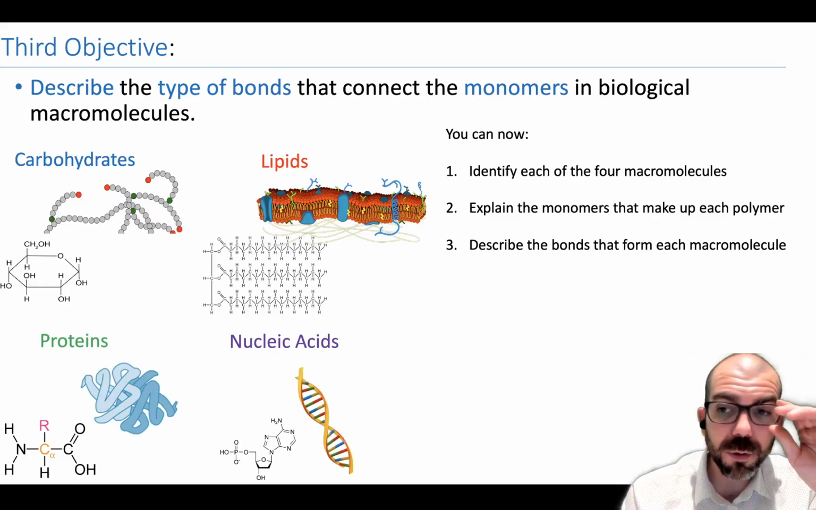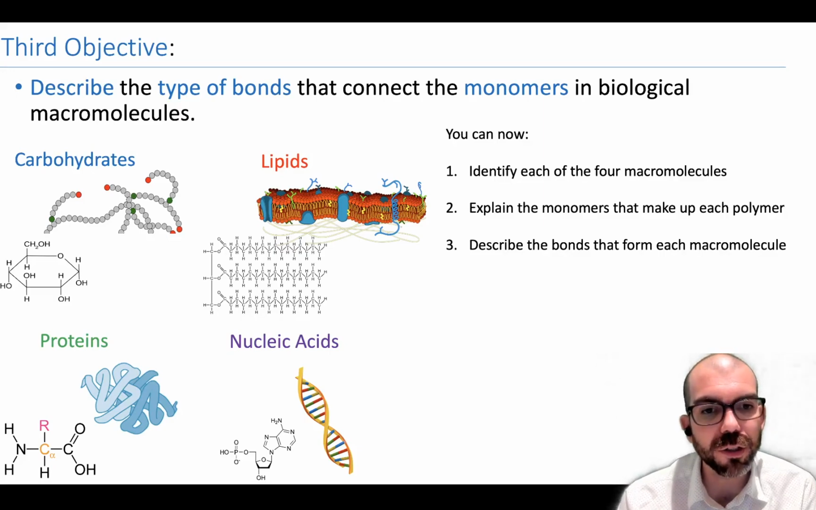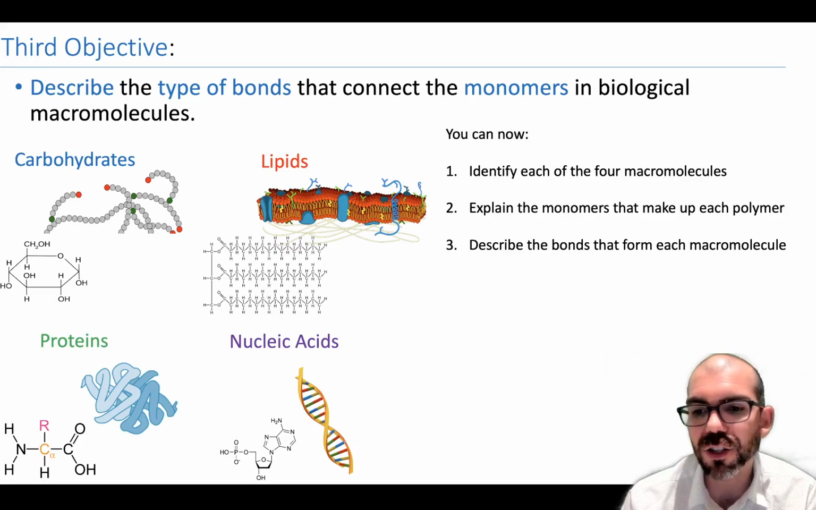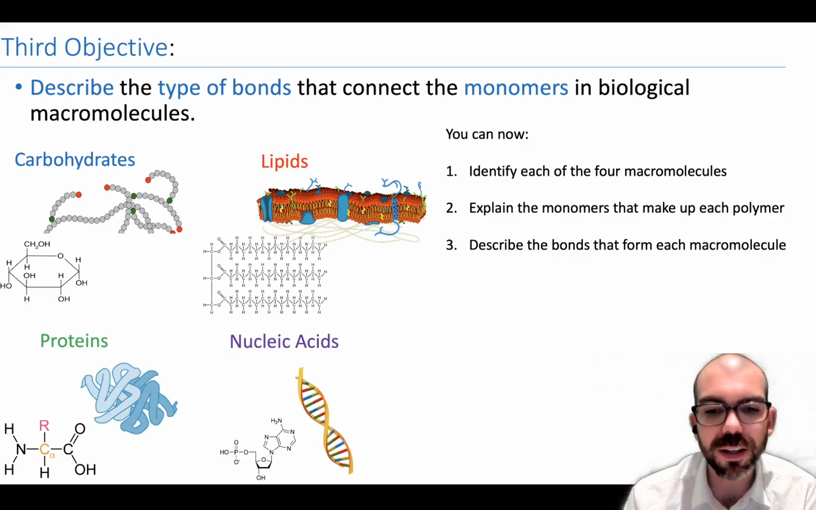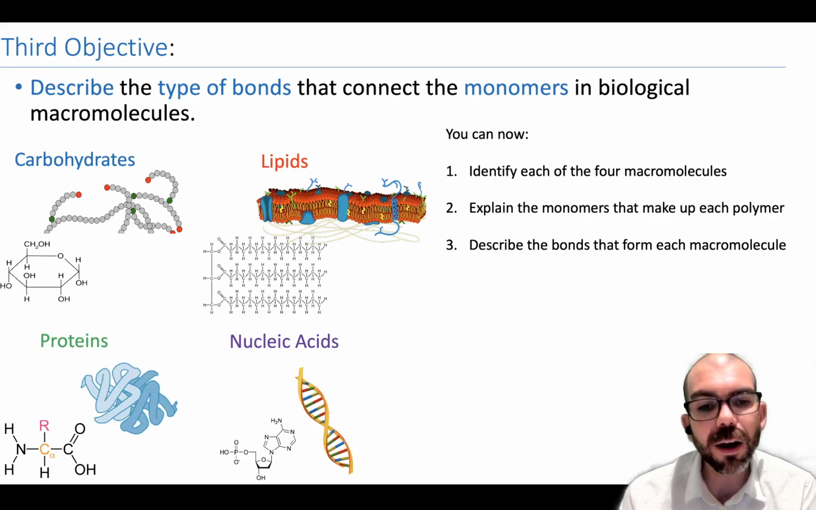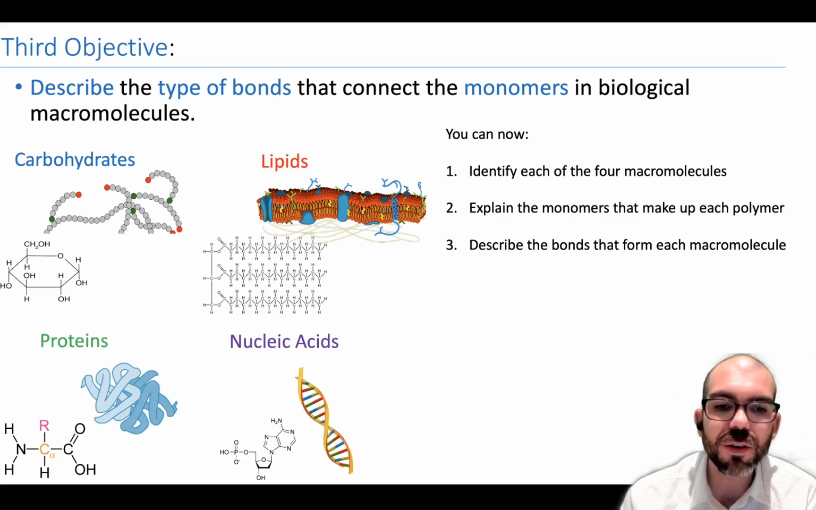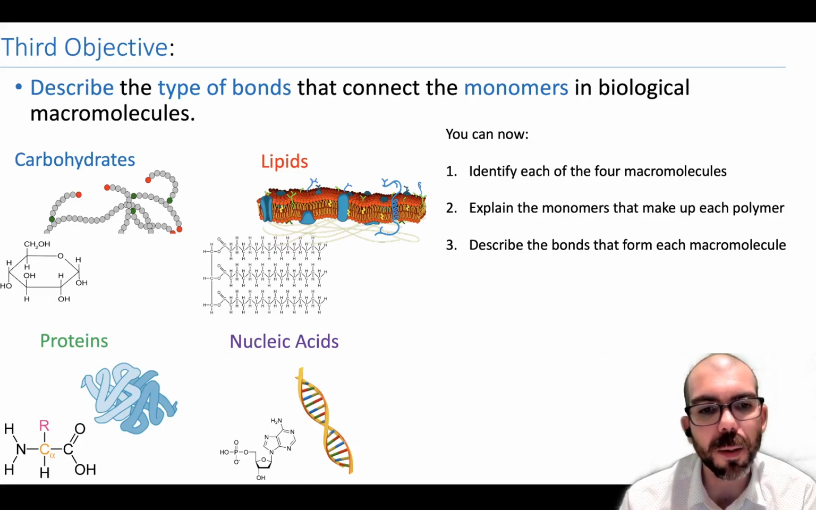So we've now gone through all 4 of the macromolecules. You should now be able to identify each of the 4, explain the monomers that make it up. Carbohydrates have monosaccharides, lipids have a glycerol and fatty acid chains, proteins have amino acids, and nucleic acids are made up of nucleotides. And hopefully you feel comfortable in describing the bonds. We're dealing with hydration and dehydration reactions with carbs, lipids, and proteins, and nucleic acids have that unique phosphodiester bond that makes up their backbone.